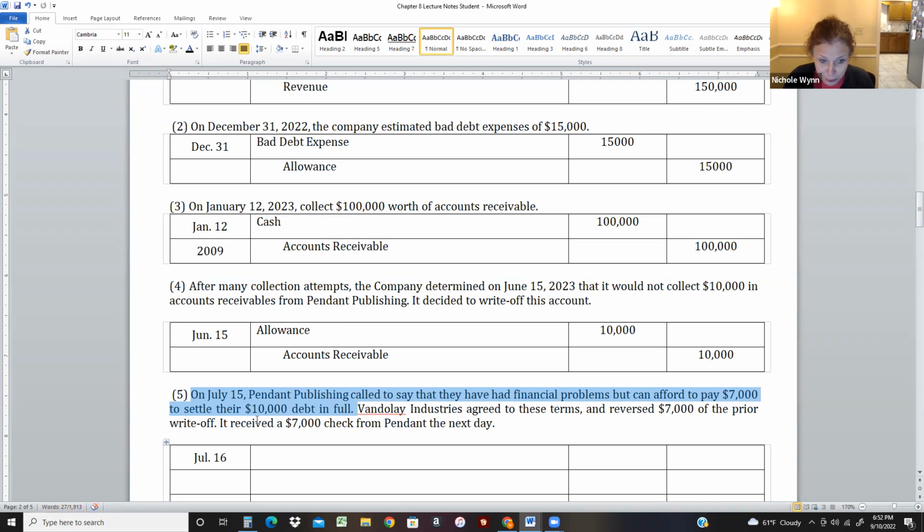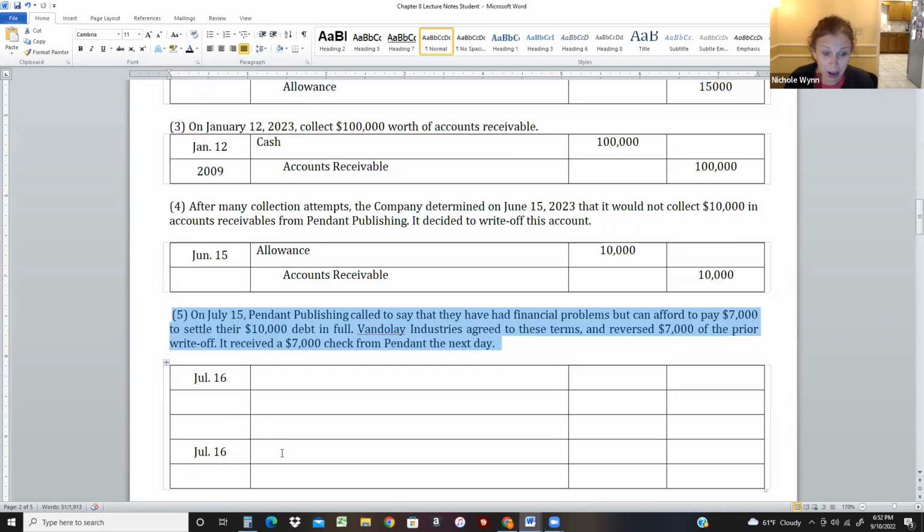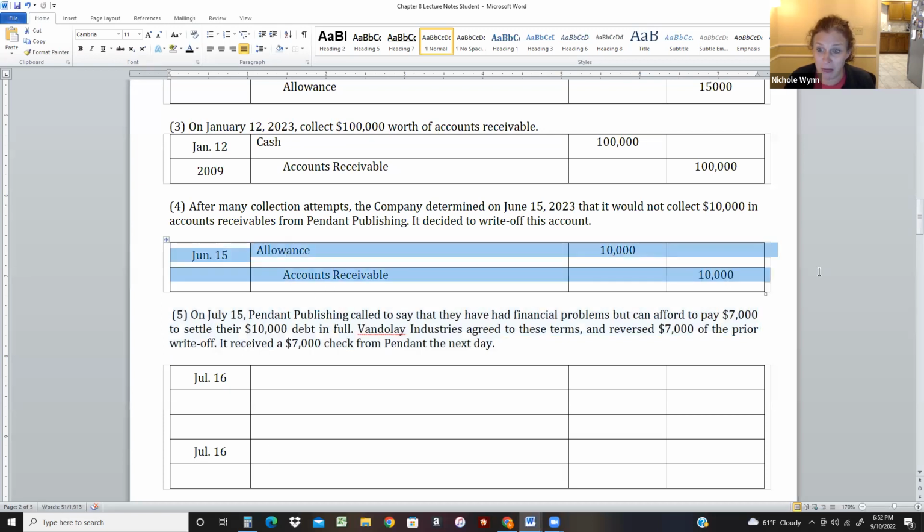So the first thing: when you had somebody that you wrote off and then they come back and say, hey, I want to pay you, you reverse the write-off. You do it in two entries: you reverse the write-off and then you show the money coming in. So we have to unwrite off the customer.